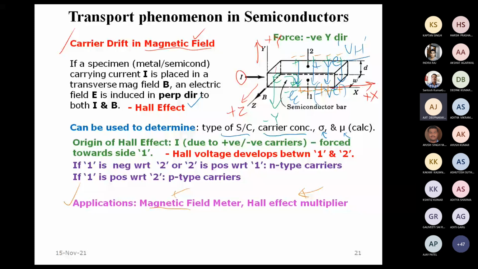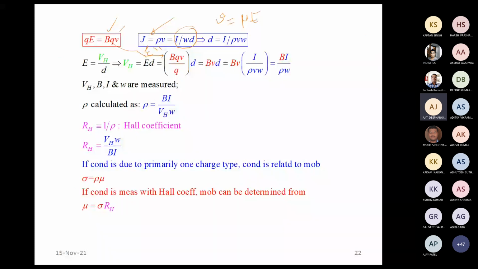Okay, we will look at this in a moment. So let us assume that there is either negative charge or positive charge. Let us just blindly assume that these are there.